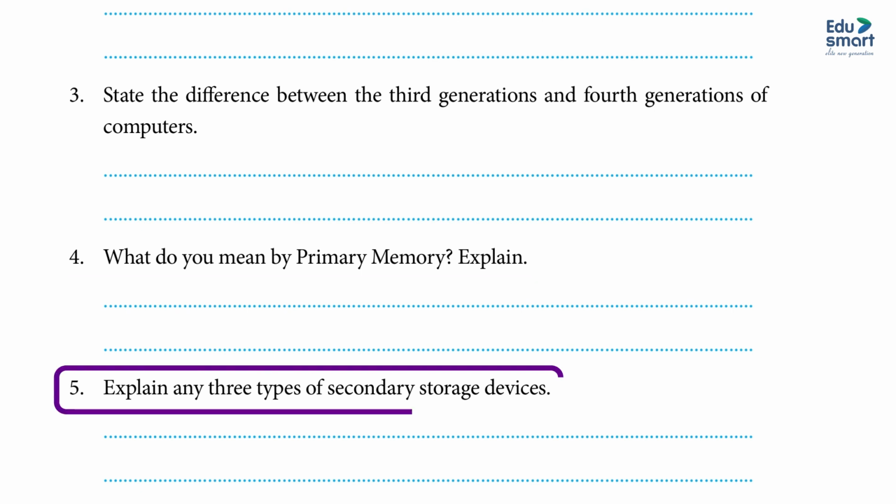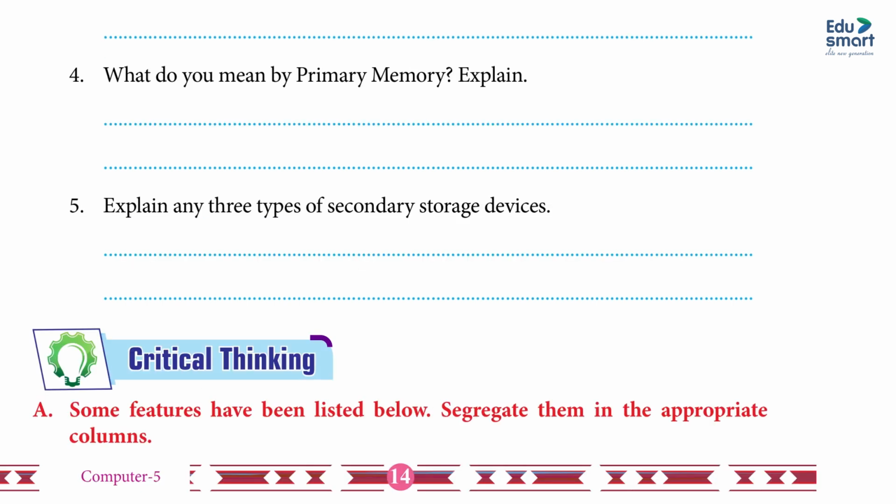5. Explain any 3 types of secondary storage devices. Answer: devices for secondary storage. Secondary storage is a memory that is kept off the computer's main memory bus. It is mostly employed for the long-term permanent storage of programs and data. Secondary storage types include hard drives, CDs, DVDs, pen drives, flash drives, SSDs, and more.